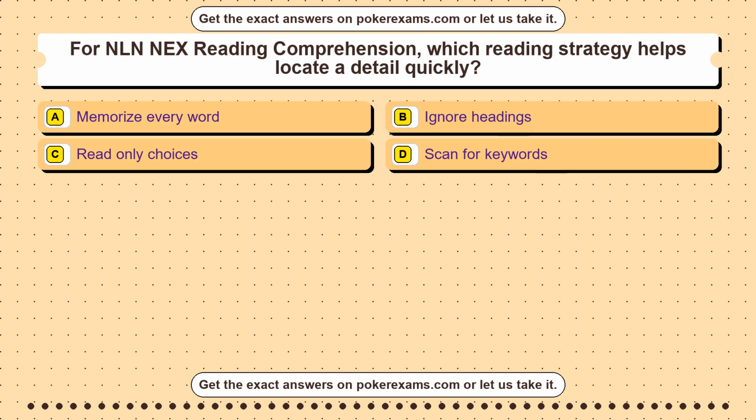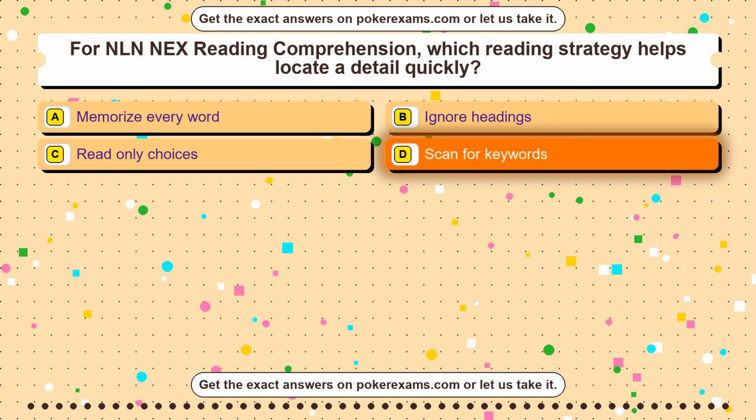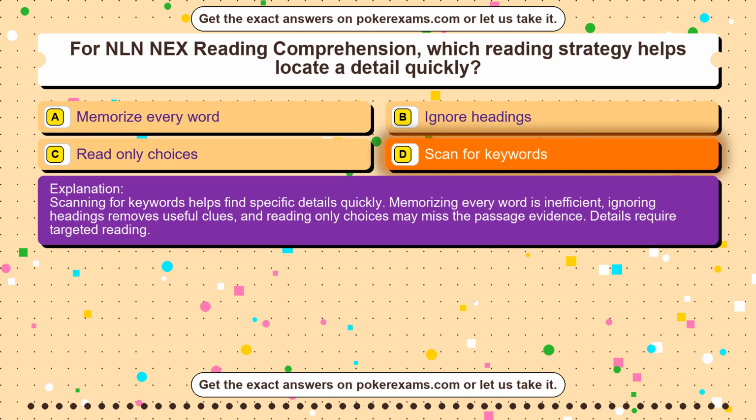Question 2. For NLN NEX Reading Comprehension, which reading strategy helps locate a detail quickly? Option A memorize every word. Option B ignore headings. Option C read only choices. Option D scan for keywords. The correct answer is option D, scan for keywords. Scanning for keywords helps find specific details quickly. Memorizing every word is inefficient, ignoring headings removes useful clues, and reading only choices may miss the passage evidence. Details require targeted reading.